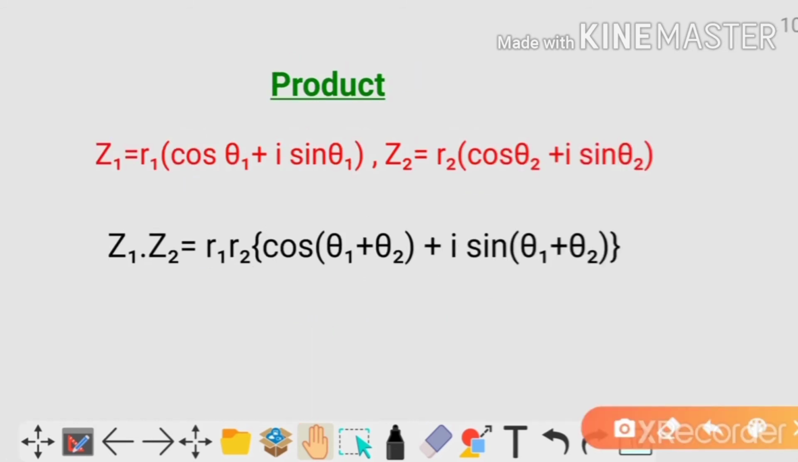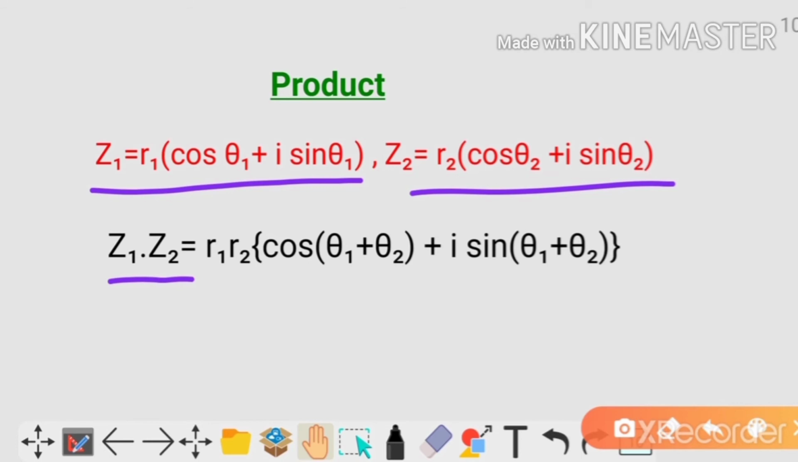So here we have taken two points, Z1 equals r1 cos theta 1 plus i sin theta 1 and Z2 equals r2 cos theta 2 plus i sin theta 2. If we multiply Z1 and Z2, then the modulus will be the multiplication of the two moduli of the given points, and the amplitude will be the sum of the given two amplitudes. So this is the formula of a product.